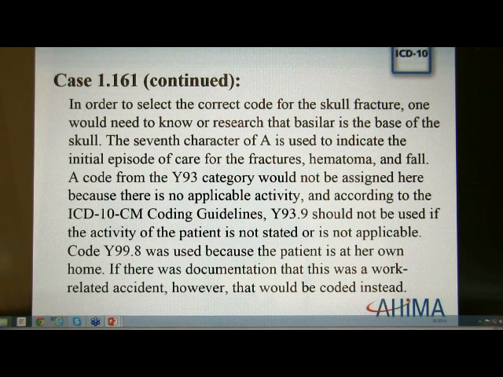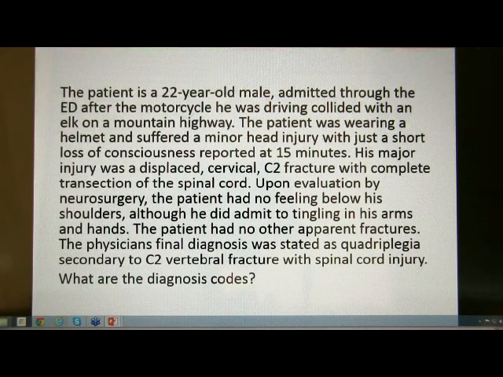Our last example we'll walk through today is our 22-year-old male who went to the ER after a motorcycle accident. He was wearing a helmet and did have a loss of consciousness. He has a displaced cervical C2 fracture with complete transection of the spinal cord. He has no feeling below his shoulders, but does have some tingling in his arms. No other apparent fractures.